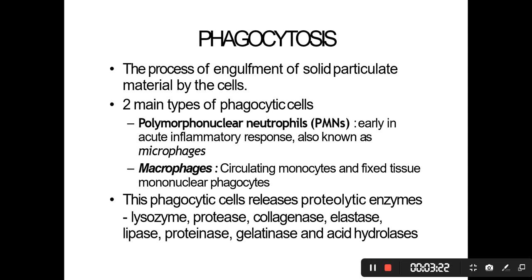Now phagocytosis. Phagocytosis is the process of engulfment of solid particulate material by the cells, and there are two main types of cells which can do phagocytosis. That is neutrophils and macrophages. Those are the only two cells that do phagocytosis. What do the phagocytic cells release? They generally release enzymes to kill the bacteria. So what are those enzymes? They are lysozyme, protease, collagenase, elastase, lipase, proteinase, gelatinase and acid hydrolases. These are all those enzymes which end with ase. They are generally the ones which destroy stuff.